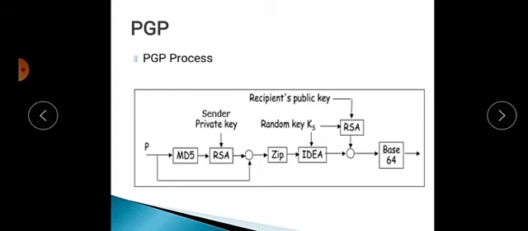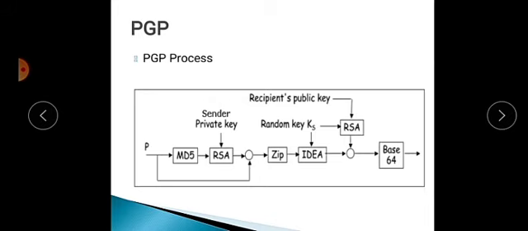Using a 128-bit IDEA message key, the zipped message is encrypted with IDEA. Also, the key K of M is encrypted with user B's public key. Here RSA is used with the public key. These two components are concatenated and converted to base 64.